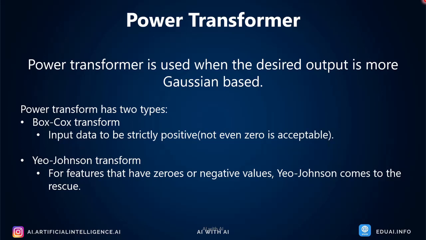The Box-Cox transform should be used when the input data is strictly positive. This will not even accept zeros. So if you have positive data, then it is better to go for the Box-Cox transform. And hence we have come up with a new transform, which is the Yeo-Johnson transform. I generally call this an enhancement over the Box-Cox transform. And if you have zeros or negative values in the data, the Yeo-Johnson transform comes to the rescue.